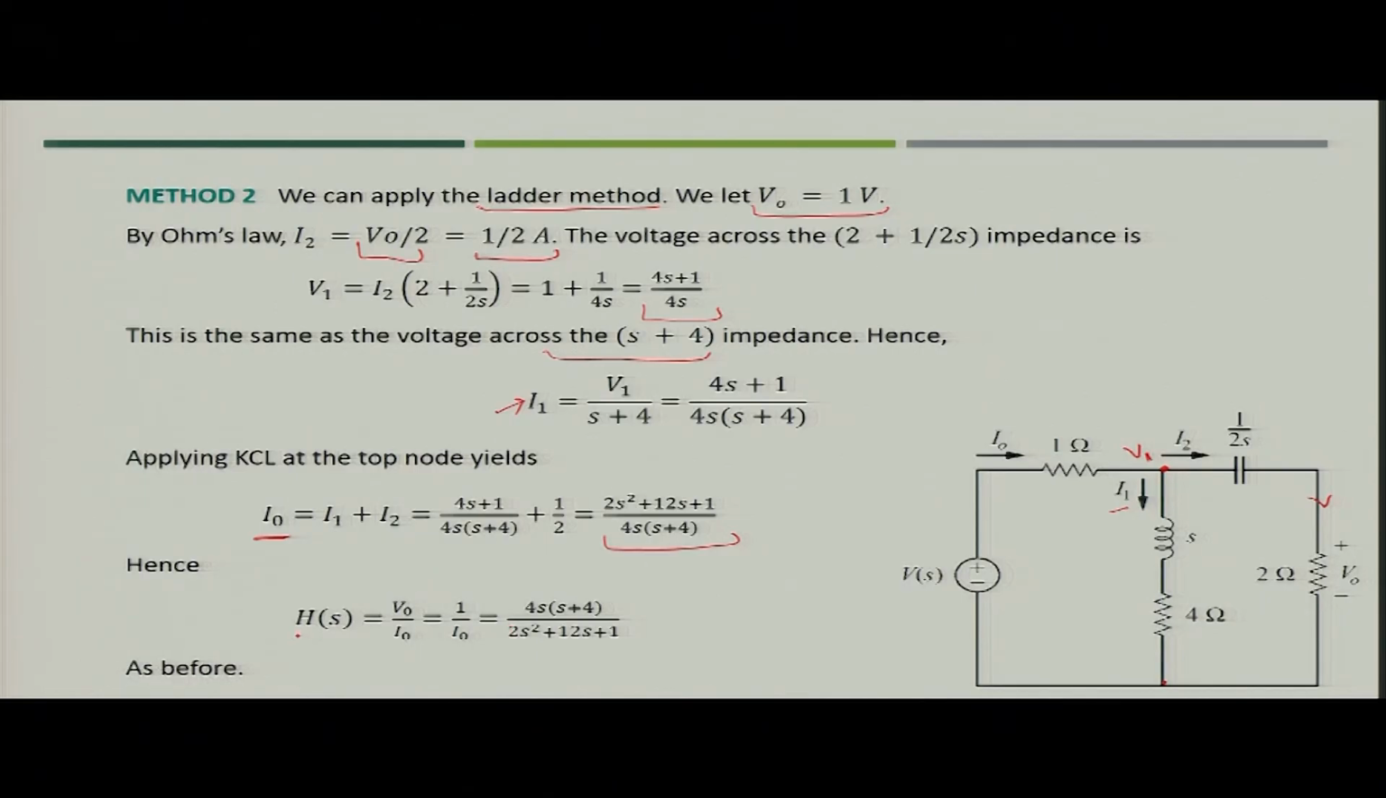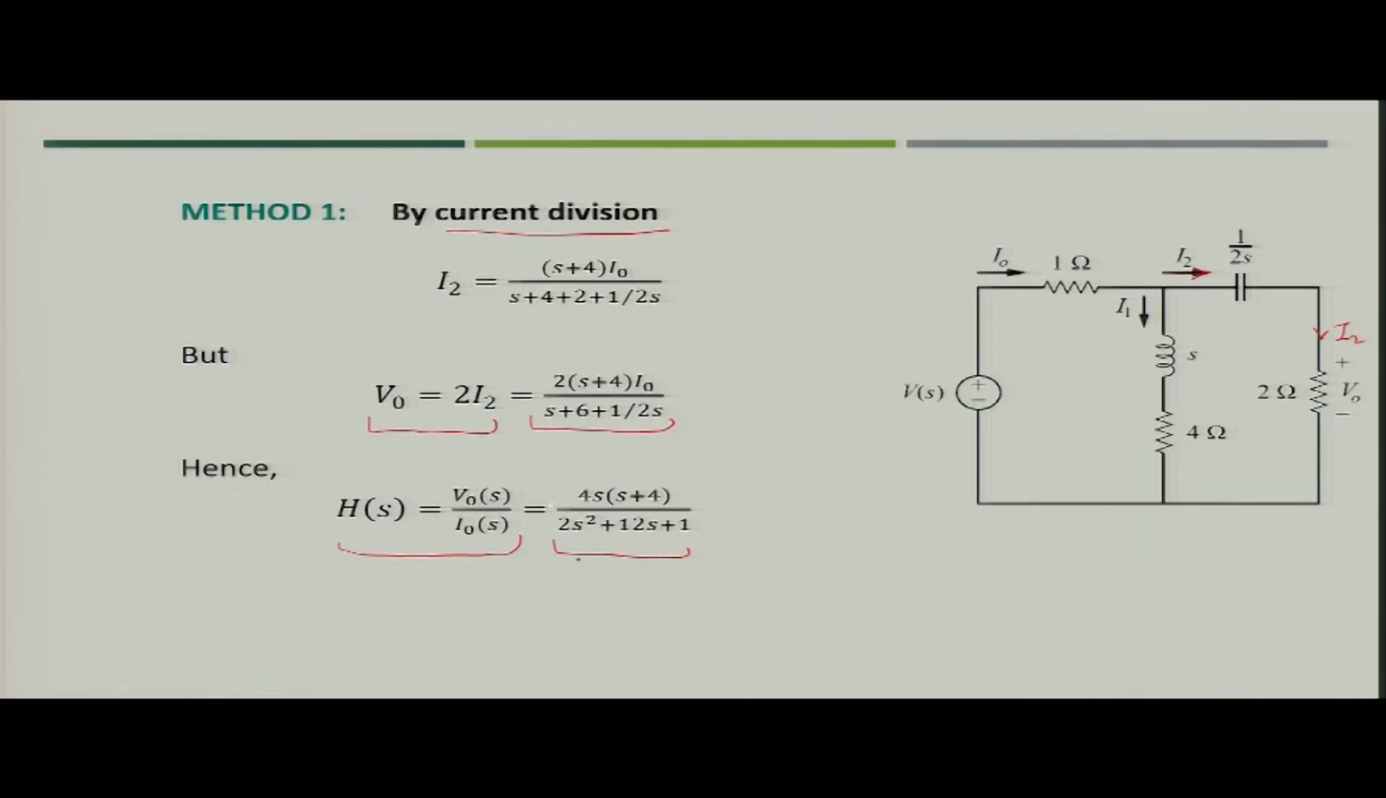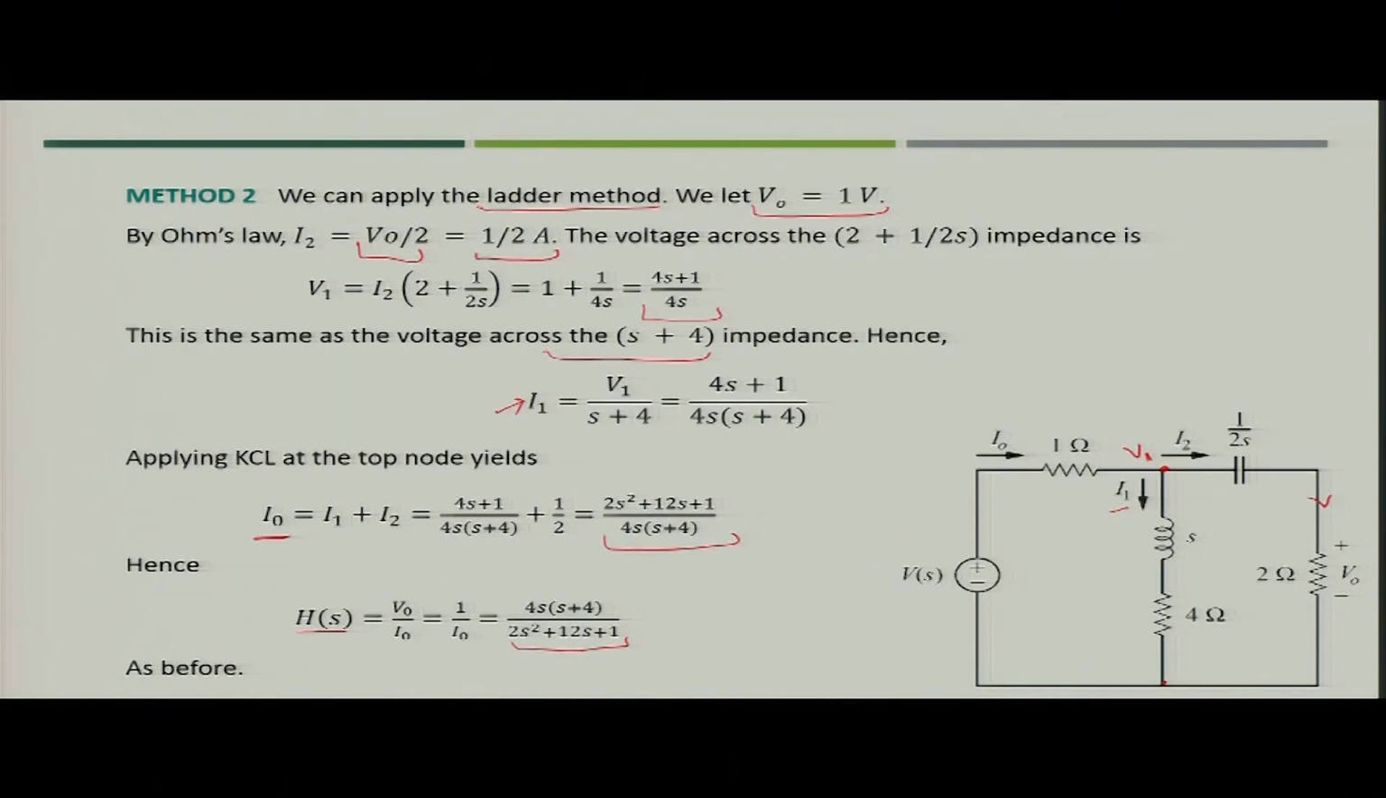V naught you have assumed as 1 volt. So, you find the value of the transfer function H(s), which is nothing but V naught upon I naught, that is 1 upon I naught. When you put the value of I naught, you get the transfer function 4s into (s plus 4) upon 2s square plus 12s plus 1, which is the same as we got in method 1. So, whether you use the first method or the second method, you get the same result.